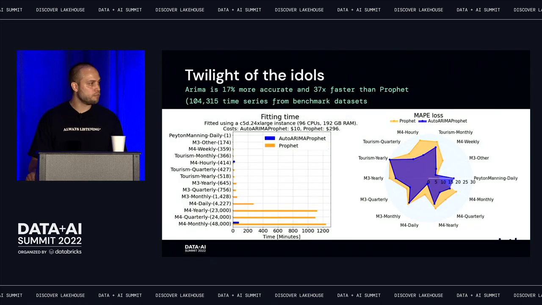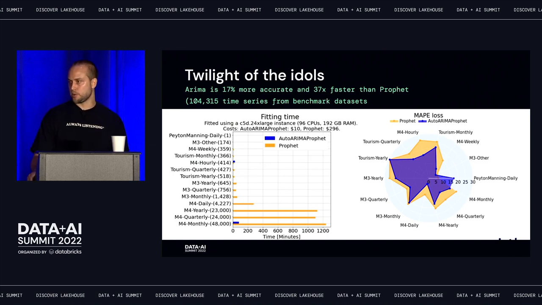So this is important because it translates to actual money and time. If you would be using Prophet, you would be 70% less accurate, and you would be paying for this experiment, 100,000 series, almost $300 in infrastructure. If you used an AutoARIMA, an econometric model, it would be more accurate, and you would be paying just $10. So this obviously adds up on time.